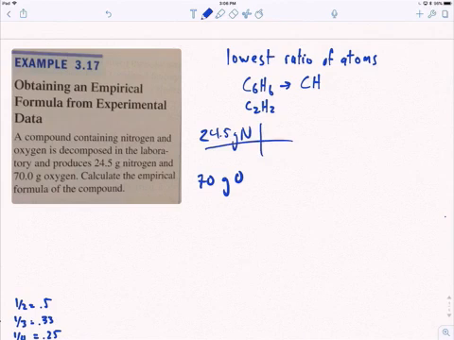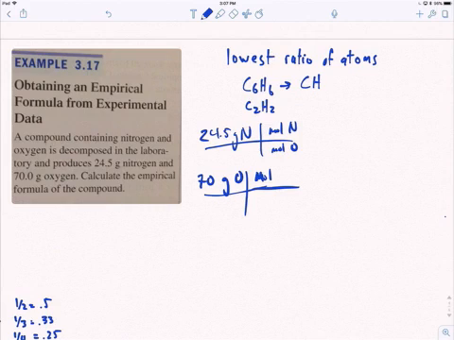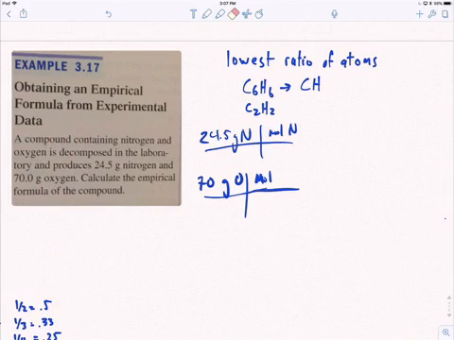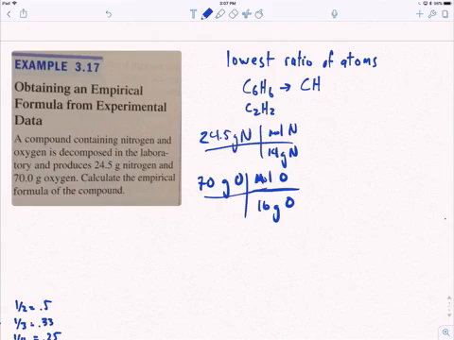And now I want you to think of moles. Moles nitrogen, moles oxygen. Oh, I'm sorry, moles. 14 grams nitrogen per mole, 16 grams oxygen per mole. Okay, where am I getting the 14 and 16 from?